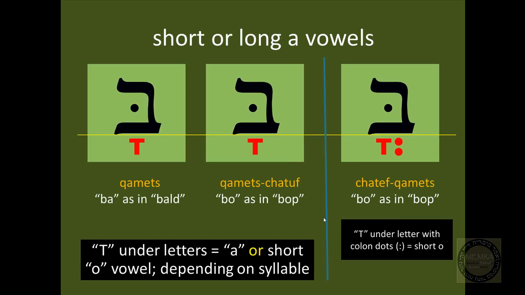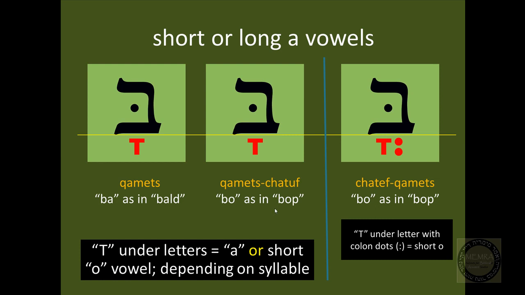We have other A-type vowels, and they have partners or twins with other O-type vowels. This is really the only case of real ambiguity when it comes to the vowels. If we draw our line again, right here, look at the yellow line first. If you see a capital T under the letter, it could either be the kametz A vowel or the kametz chatuf, which is a short O vowel.